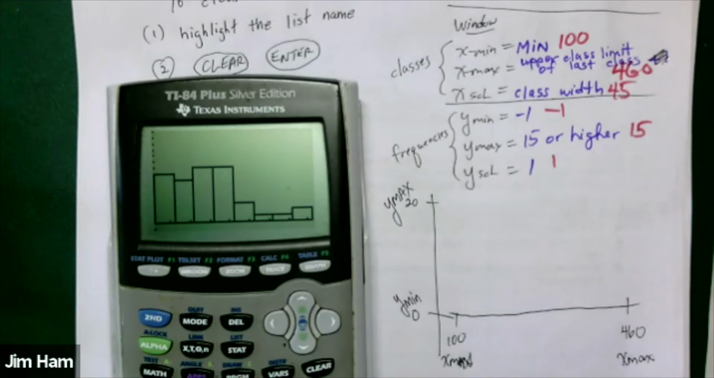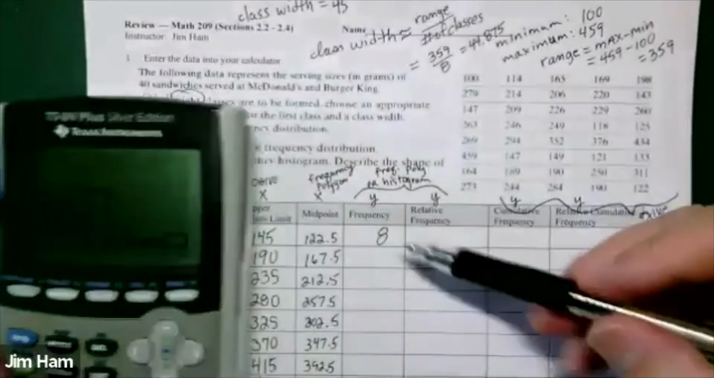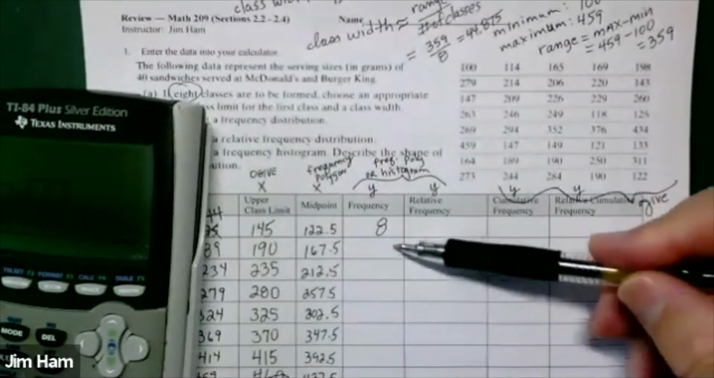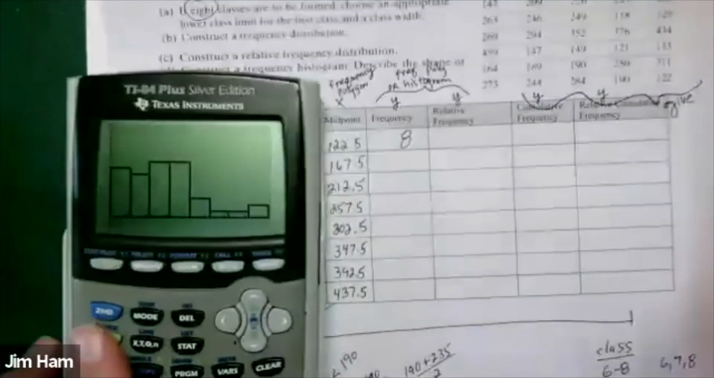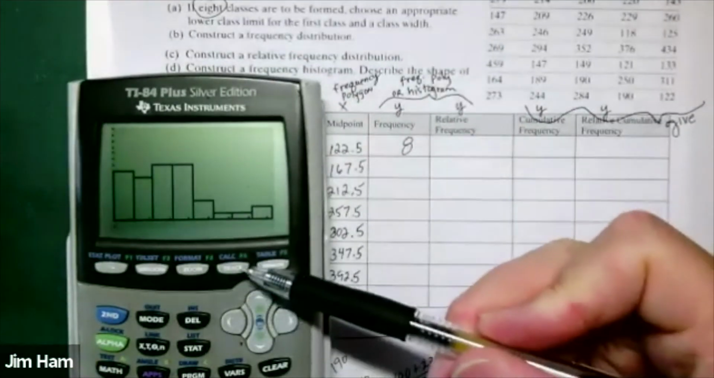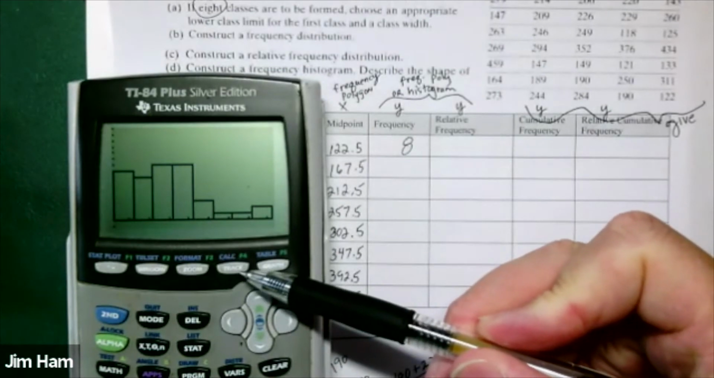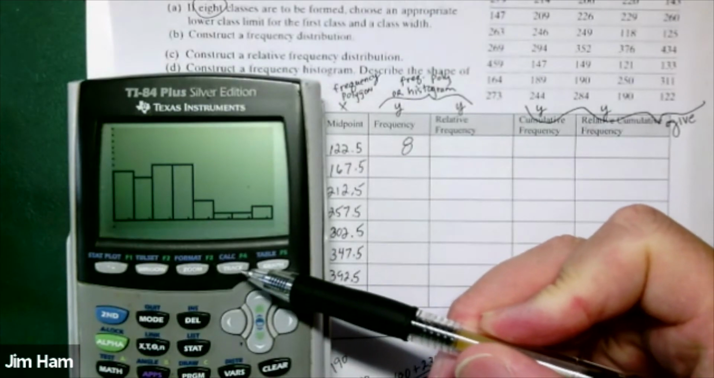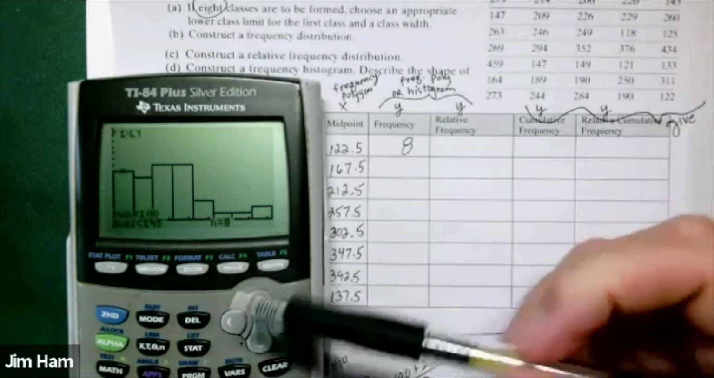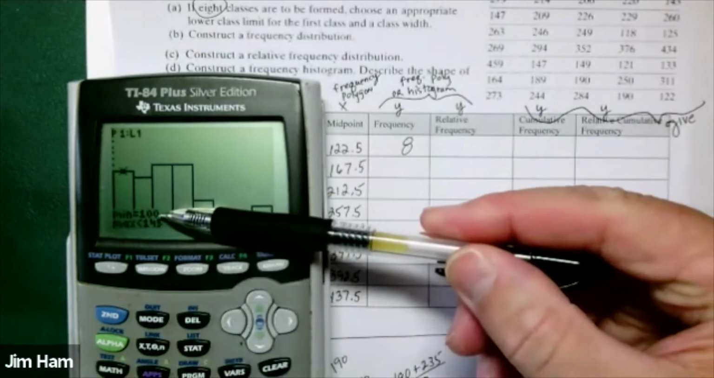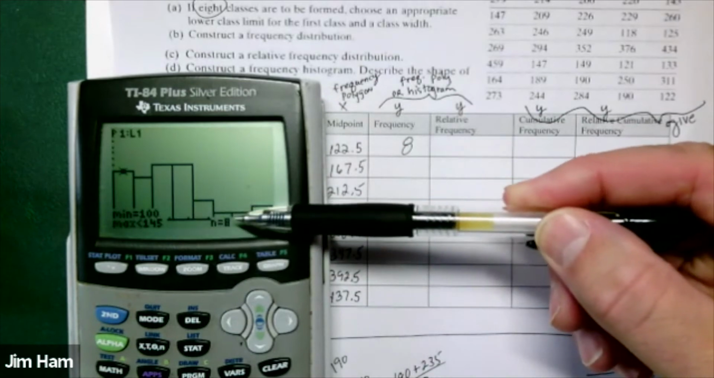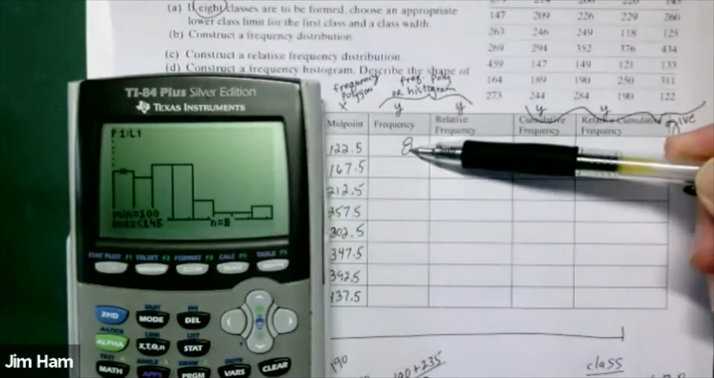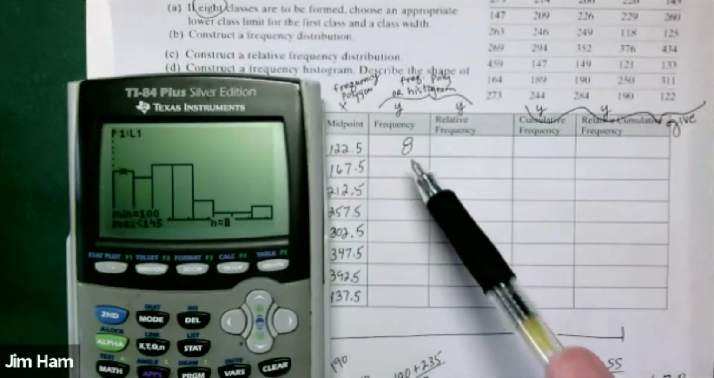But here's what's nice about this. Remember over here, some of you may have already done this and gone through and identified all of these. The beauty of the calculator is that if you hit the trace key right here, it traces on each bar. And in the process of tracing on each bar, it gives you the minimum value, the maximum value of the class, but more importantly, it gives you the frequency. So that frequency of the first class is 8.